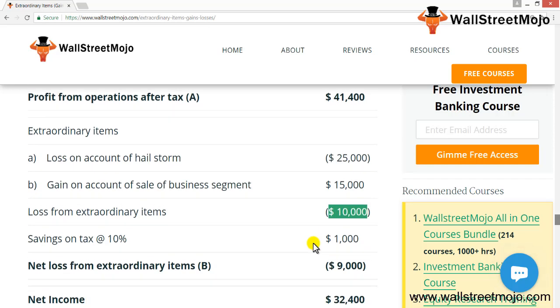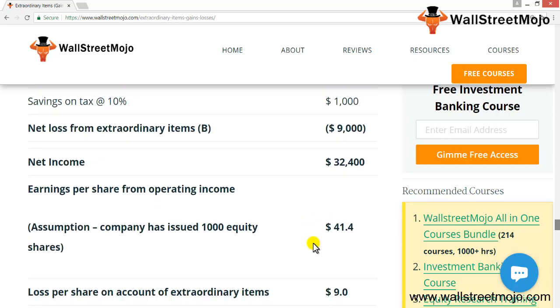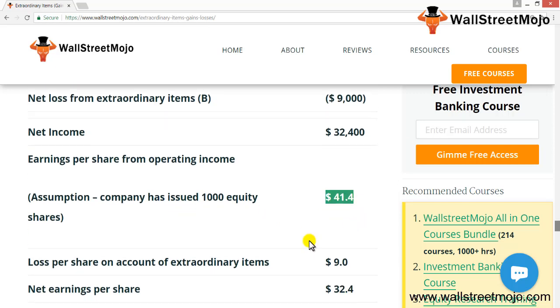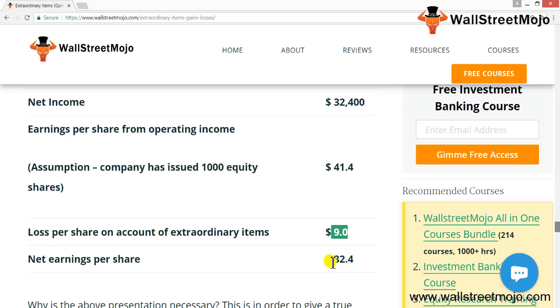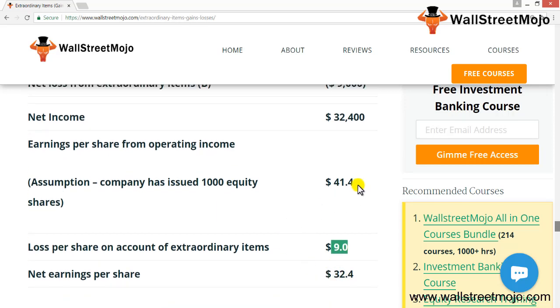Now let's go down and see what other details are there. The earning per share from the operating income, on the assumption that the company has issued, let's say, 1,000 equity shares, is 41.4. Loss per share on account of the extraordinary item we're calculating per share here. So divide the extraordinary loss, that is 9,000, by the number of shares, that is 1,000, and that will give you 9 per share. So the net earning per share is going to be 41.4 less 9, that gives you 32.4.